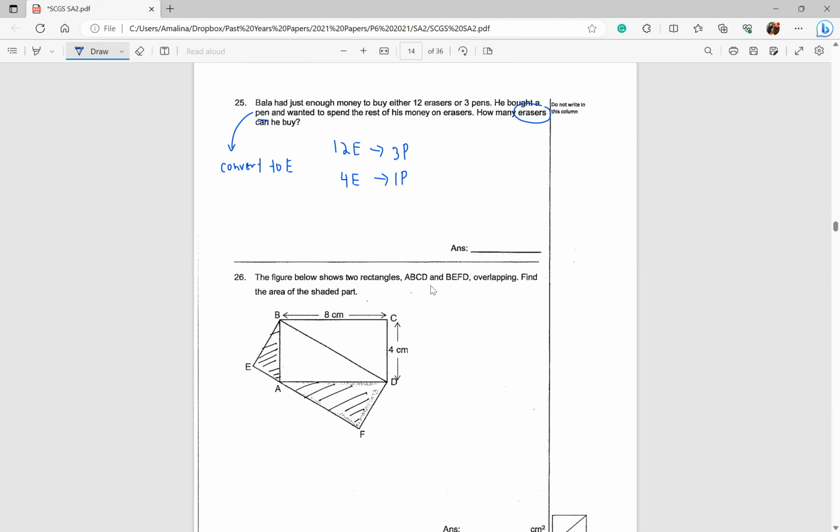Okay, so he bought a pen means that he already bought 4 erasers' worth of pens. In total, you can only buy 12 erasers. So 12 erasers minus off my 4 erasers means that his money is only enough for 8 more erasers. Okay, so your answer is 8 for question 25.